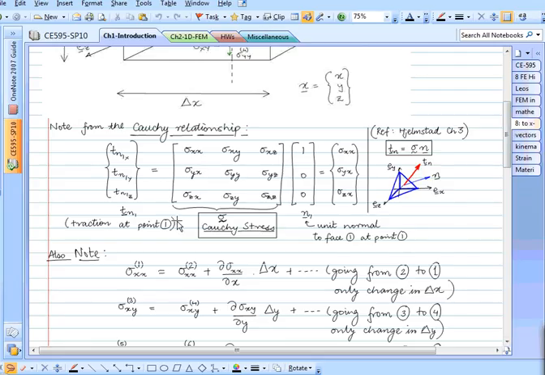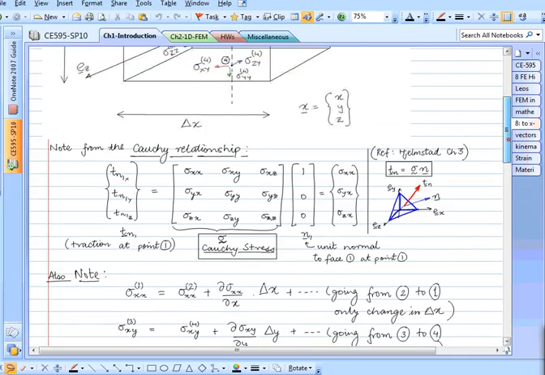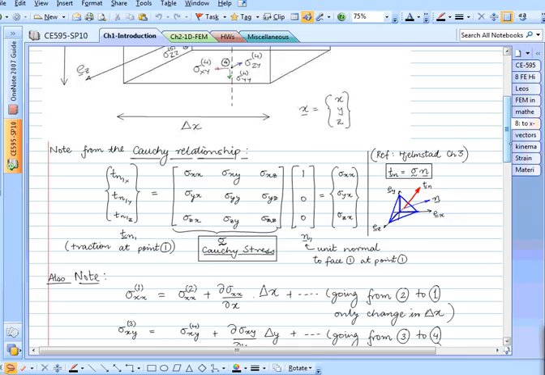And once again, I need to point out that this Cauchy stress is the real stress, okay? You might have heard about other measures of stress, Piola-Kirchhoff and whatnot. The only real stress is the Cauchy stress because it is related to equilibrium, okay? So whenever you're talking about equilibrium, you talk about Cauchy stress in the deformed configuration.